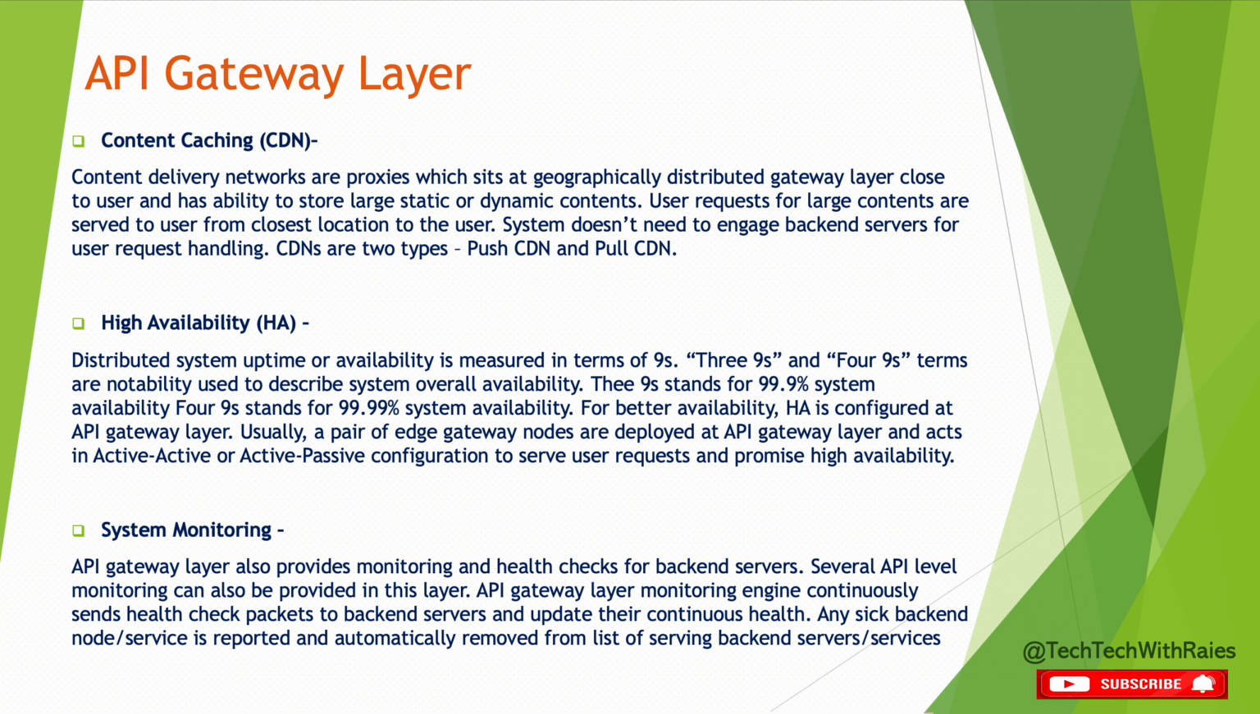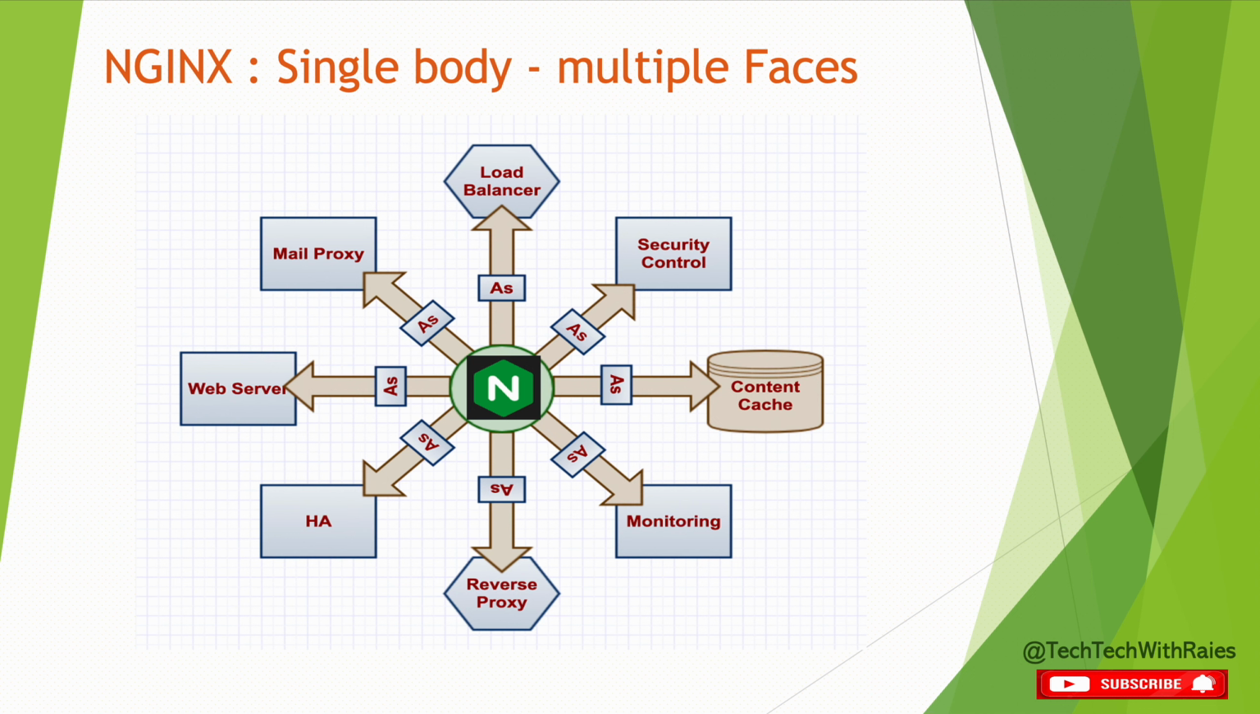The API gateway layer also provides monitoring and health checks for backend servers. Several API level monitoring can also be provided in this layer. The monitoring engine continuously sends health check packets to backend servers and updates their health. Any sick backend node or service is reported and automatically removed from the list of serving backend servers and services. These are all important functionalities or features which an API gateway layer can provide. So let us move on.